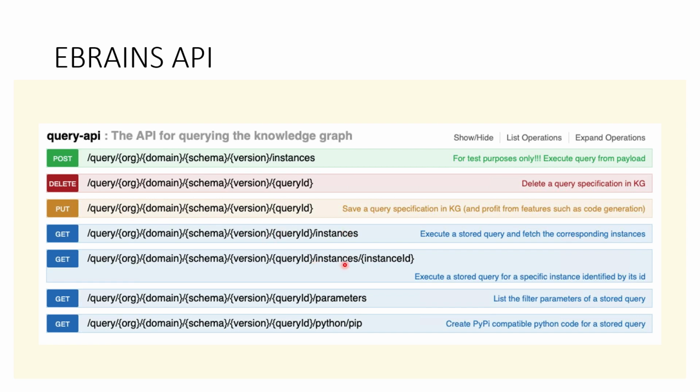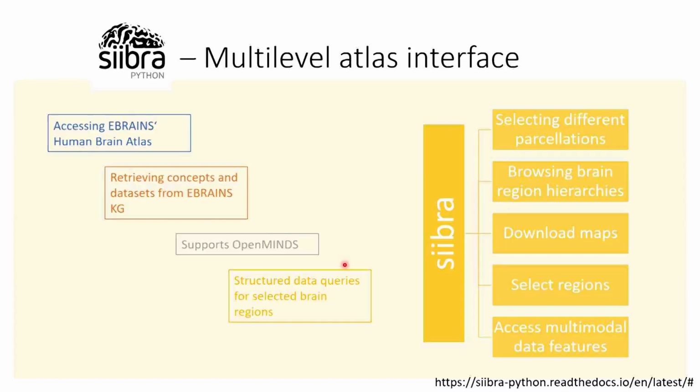And that is why there are then again abstracted new API approaches like this Siibra multi-level atlas interface that tries to hide much of this complexity of querying this metadata monster that is the EBRAINS knowledge graph. And this Siibra has been developed and designed to allow access or interaction with brain regions on the one hand, so with the EBRAINS human brain atlas, and also access to the concepts and data sets from the EBRAINS knowledge graph.